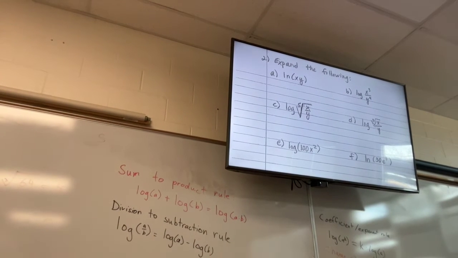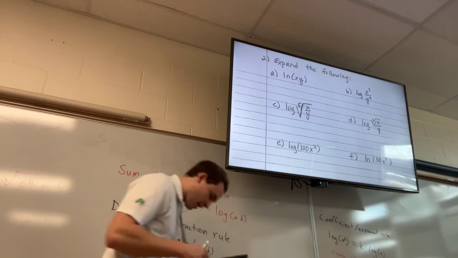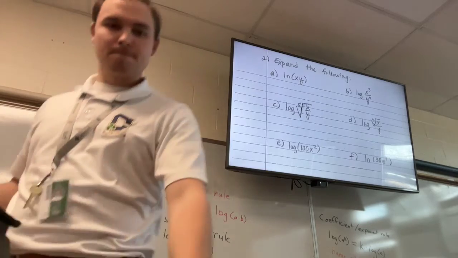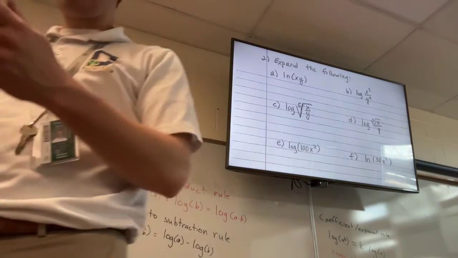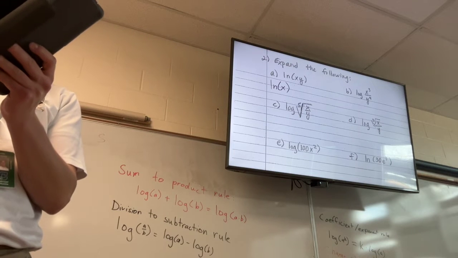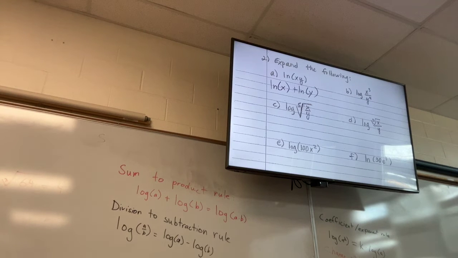So ln of x times y, which rule involves multiplication? Yeah, the sum to product, okay? So ln of x times y is going to equal what? Ln of x plus ln of y, okay? So it becomes multiple logarithms.